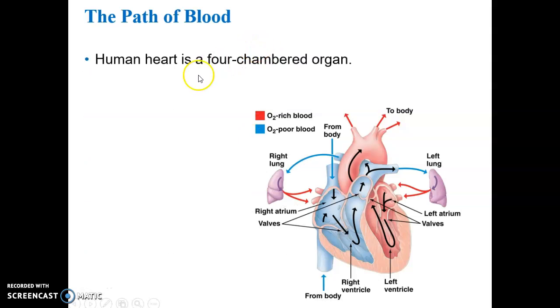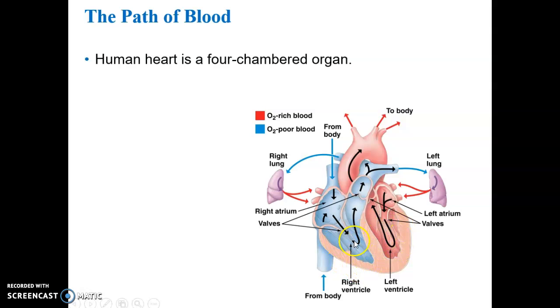So this path of blood, the human heart is a four-chambered organ. The two superior chambers are blood receiving chambers. They are the atria. Atrium is singular. Then the blood leaves the atria and drops down into the inferior, meaning below, ventricles. Notice the ventricles are bigger and more heavily walled or more muscular.